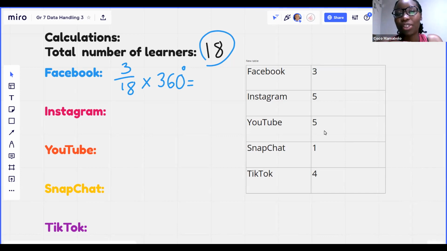For everyone else who just joined us, we are calculating the degrees for each of these for our pie chart. So if you can go ahead and calculate the degrees for Facebook, Instagram, YouTube, Snapchat, and TikTok, please. I've already given you an example on the screen, so you can use the same method that we used here to calculate all the others.